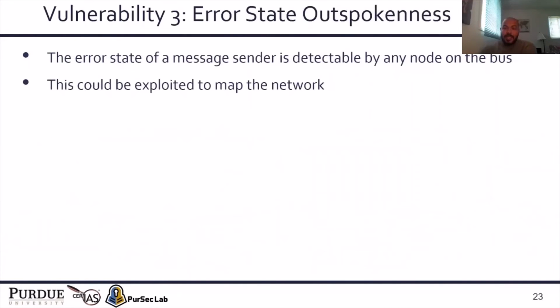The third and last vulnerability is what we call the error state outspokenness vulnerability. We noticed that the way error active nodes retransmit their failed messages or send successive messages differs from the way error passive nodes do. An attacker may be able to detect the error state of a message sender by passively observing such behavior, or actively by causing a collision and watching how the victim retransmits this message. This could be extended further to map the entire network.